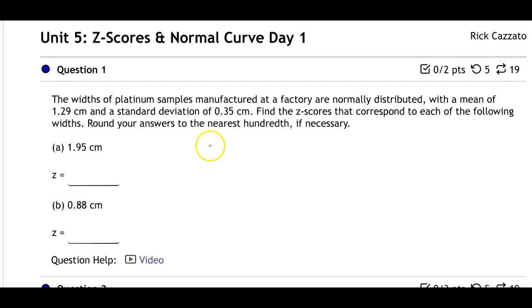So during the lesson we learned that the z-score is equal to the value minus the mean over the standard deviation. If we were to write that in symbols, it's x minus mu over sigma.